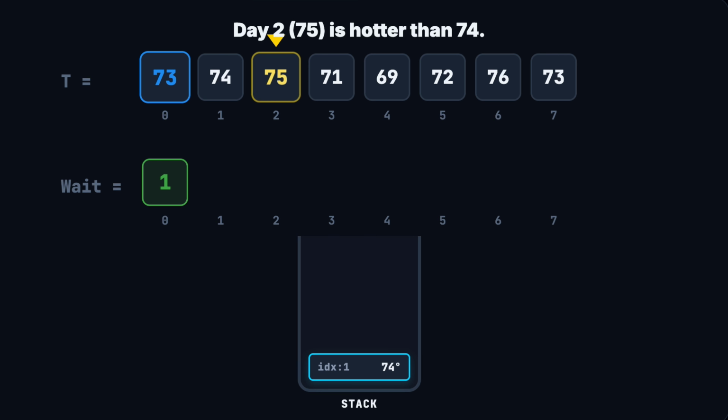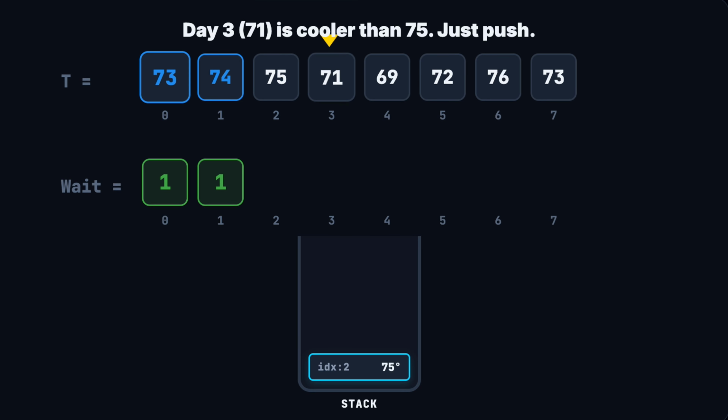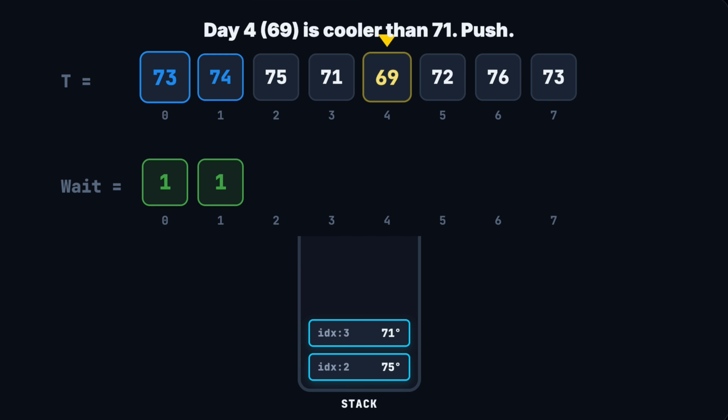At index 2, 75 is greater than 74. Again, we pop index 1. The wait time is 2 minus 1 equal to 1, and we push index 2. At index 3, 71 is not hotter than 75. So, as per our rule, we just push index 3 onto the stack. And similarly, at index 4, the temperature drops to 69. So, it joins the stack as well.